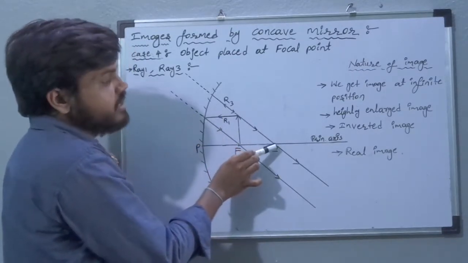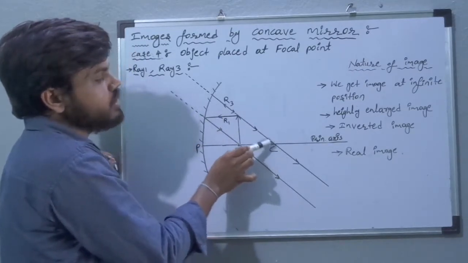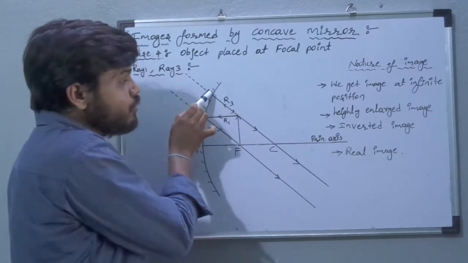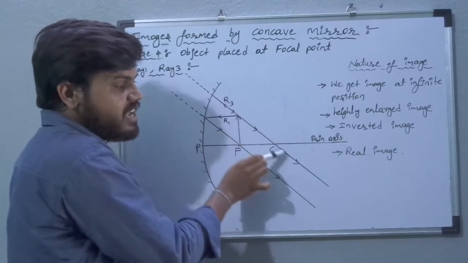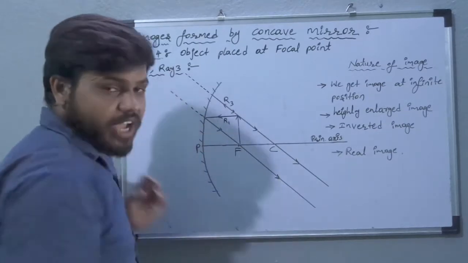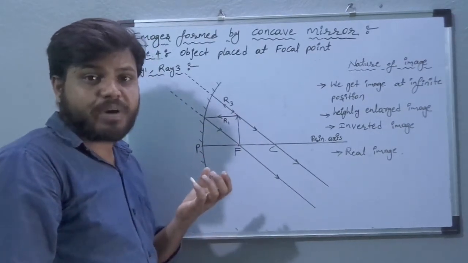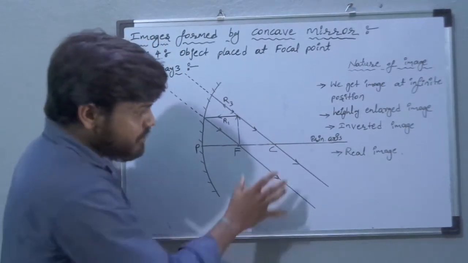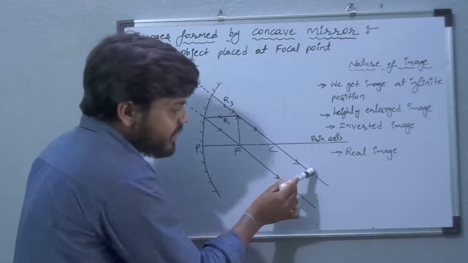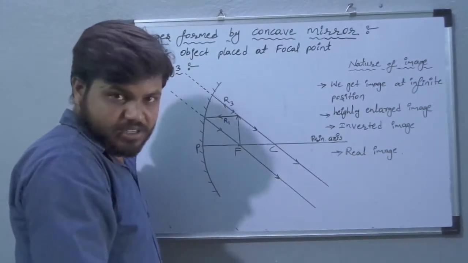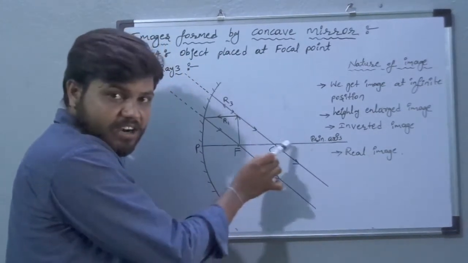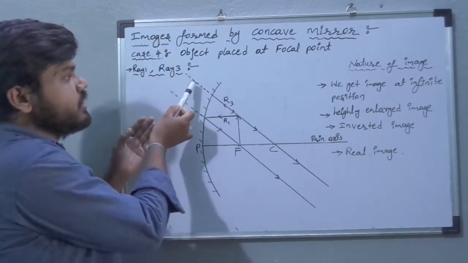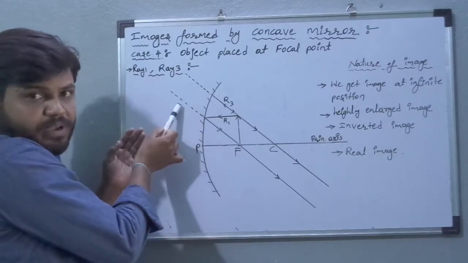For ray 3, the incident ray is passing through the center of curvature. After reflection, the reflected ray goes in the opposite direction along the same path. Right? We already know the intersection point of the reflected rays gives the image of the object. If you observe this diagram, the reflected rays are parallel to each other. So if you extend them to the back side of the mirror also, the extended rays are also parallel to each other.